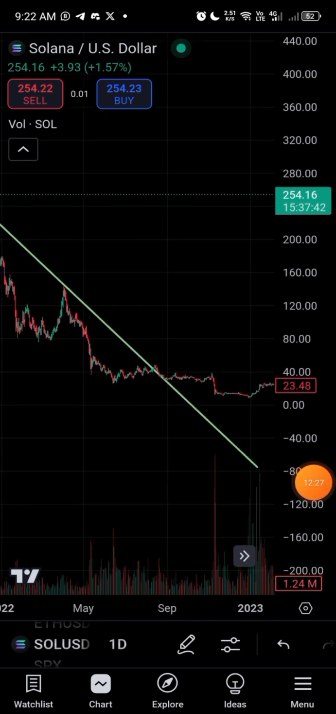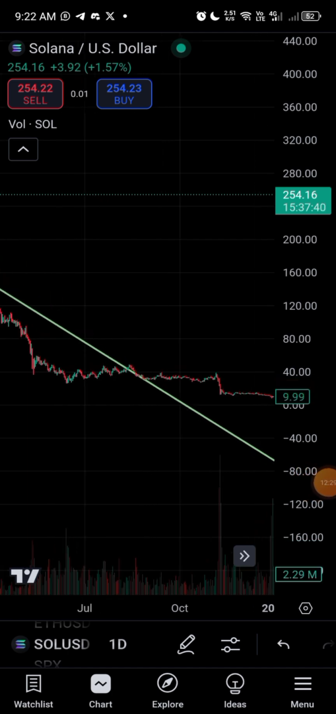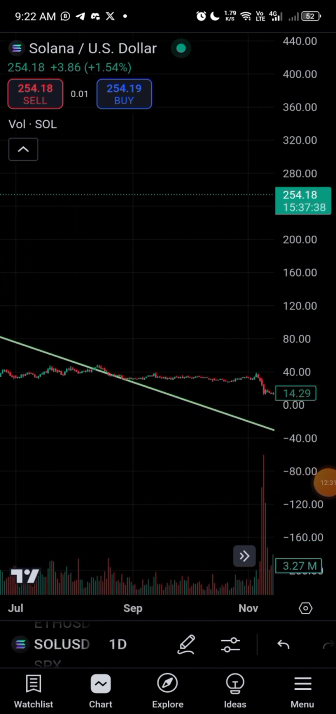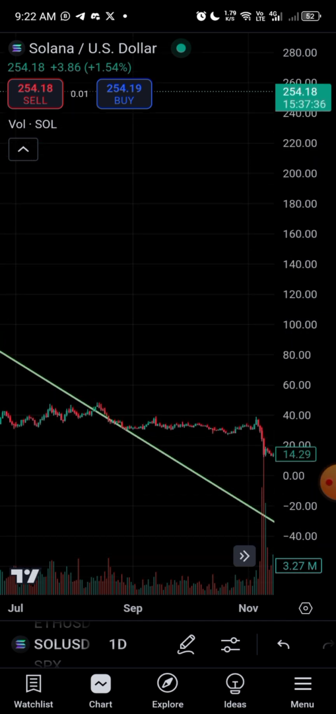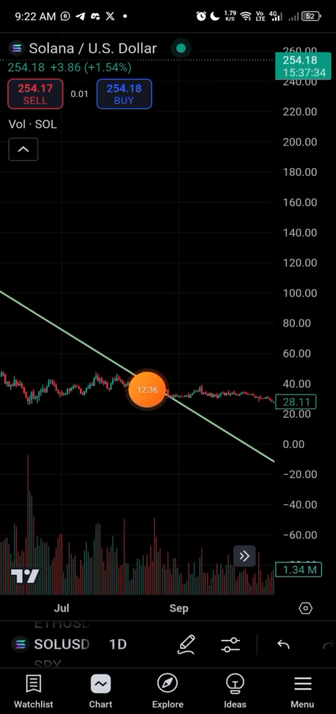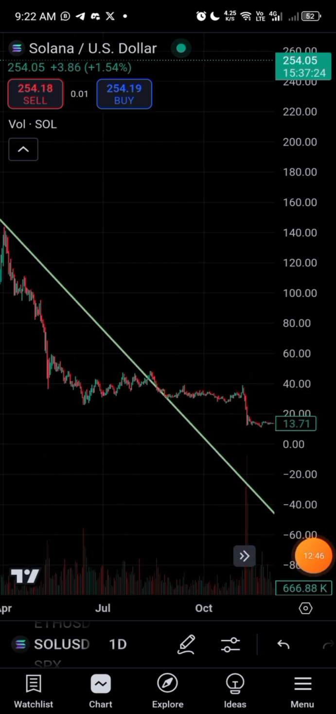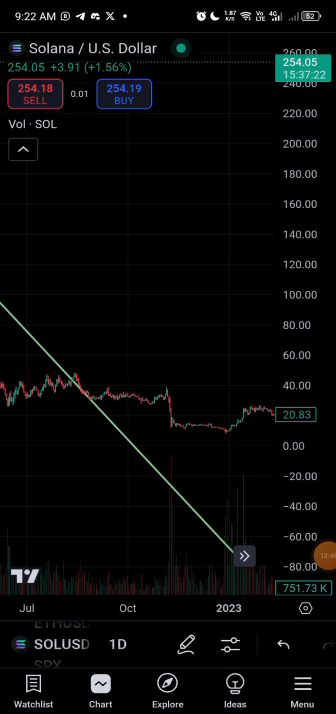So now, after that, look at what happened. It broke the trend. You can see where the market broke the trend. Here. The market broke the trend here. And when the market broke the trend, what happened? It started testing it. Instead of going down lower, it started testing it. You can see how it started testing it.